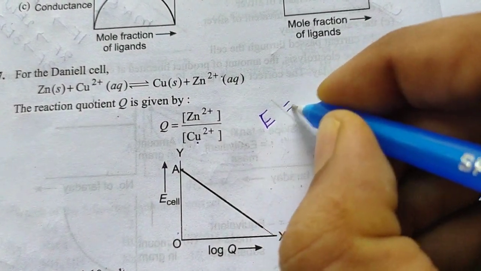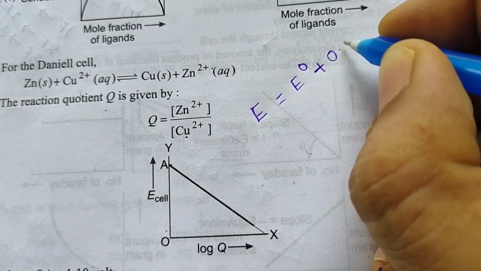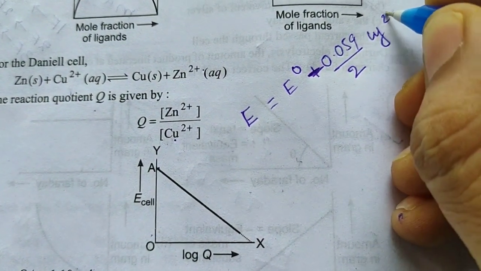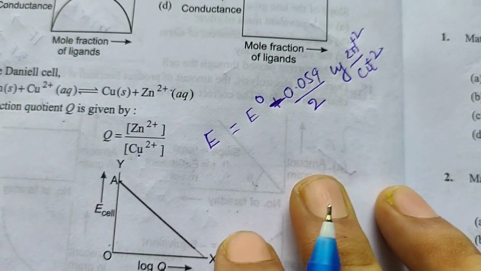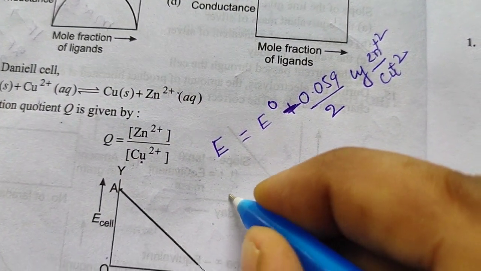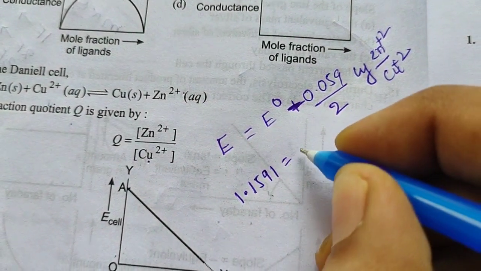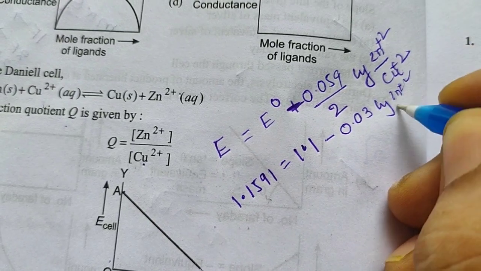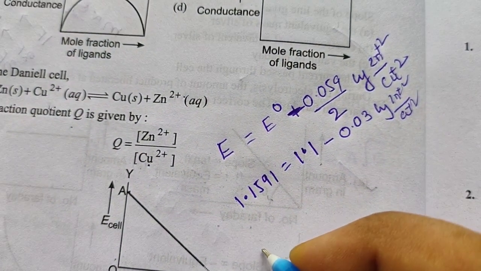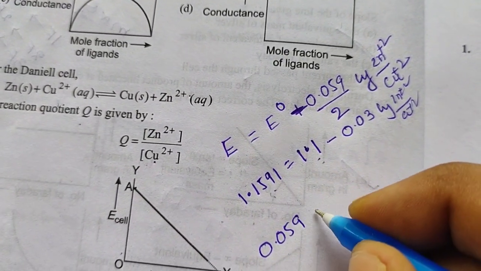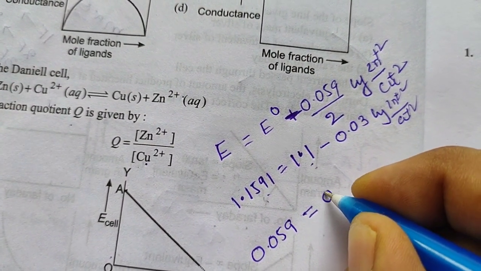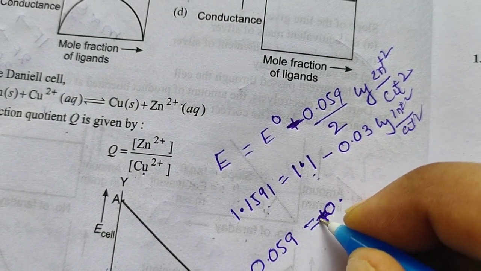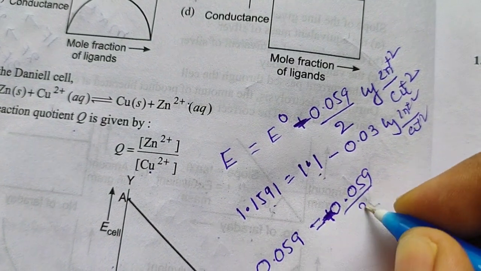According to the Nernst equation, E equals E naught minus 0.059 by 2 log [Zn2+]/[Cu2+]. Here the E value is given: 1.159 equals 1.1 minus 0.03 log [Zn2+]/[Cu2+]. Taking this minus this, 0.059, we get minus 0.059 by 2 log Q.